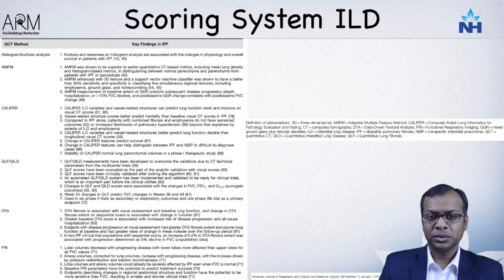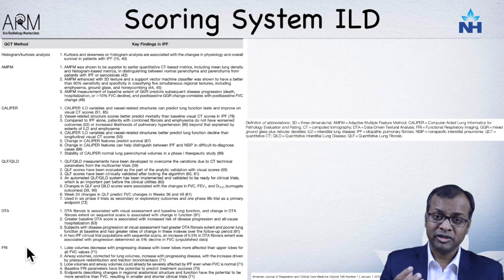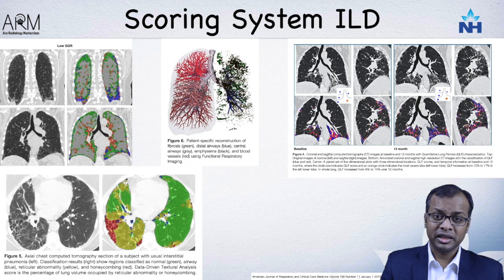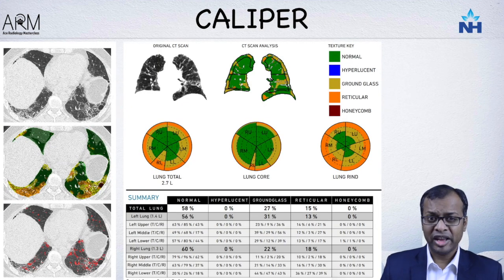This has led to a lot of research in the field of computer learning or machine-based learning, and you can see these are all the different methods of actually looking at the fibrosis on HRCT and quantifying it. This is a compendium of different methods that one can use to look at the fibrosis with different techniques.